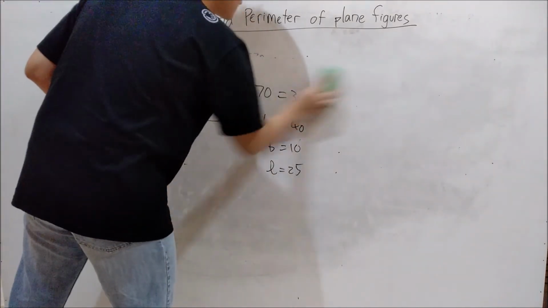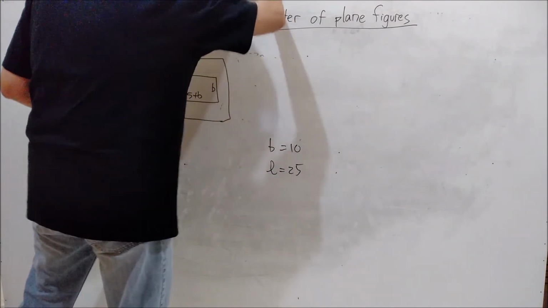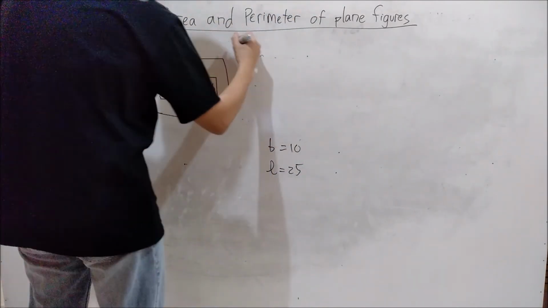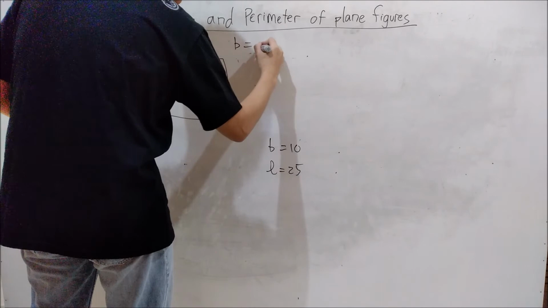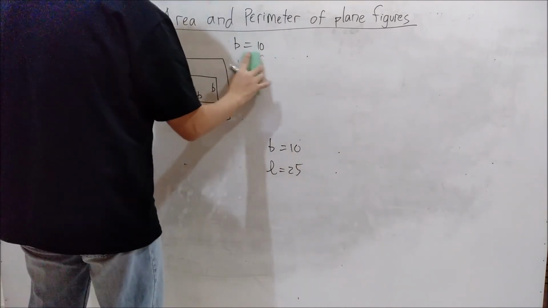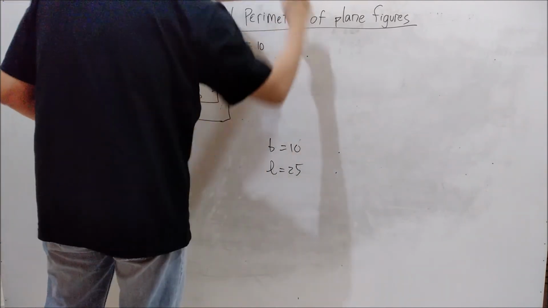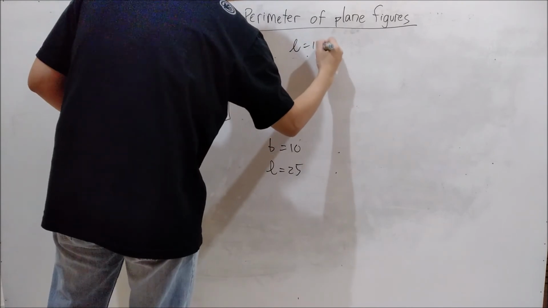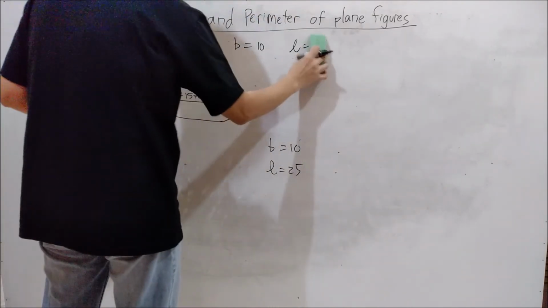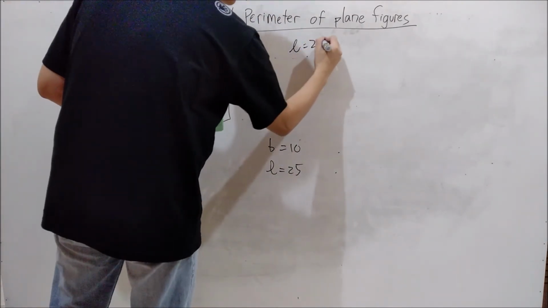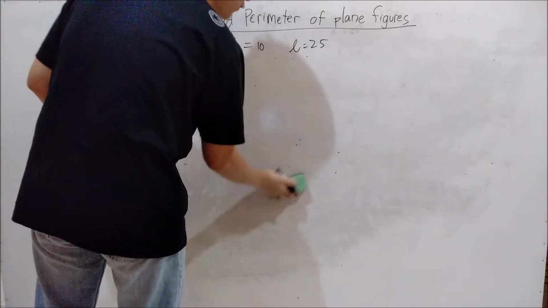Then we will erase this since we are done with that. However, we will leave the information and move it to the top. Breadth is equal to 10. This is in meters anyway. And the length will be 25. This information will be useful later on.